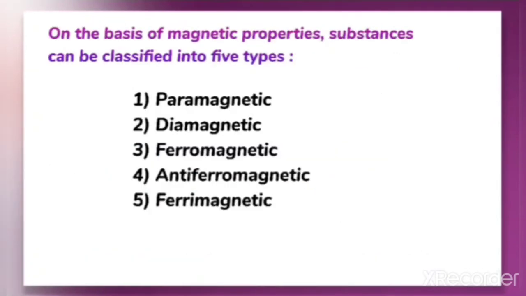On the basis of the magnetic properties, the substances can be classified into 5 types: paramagnetic, diamagnetic, ferromagnetic, antiferromagnetic, and ferrimagnetic substances. So on the basis of the magnetic properties, we can divide substances into the following categories. Now we need to discuss these types in detail.